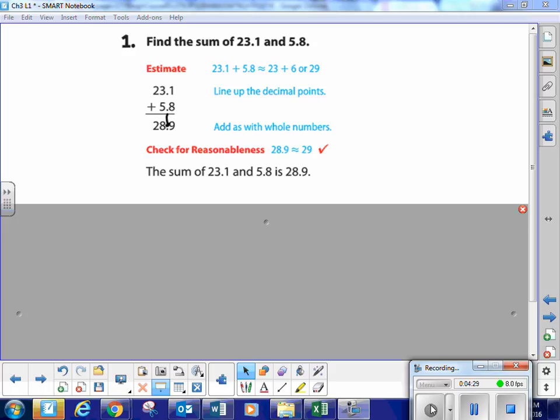Okay? And we find out that 28.9 is about, that little squiggly line means about equal to, is about equal to 29, and that is reasonable as far as we are concerned, okay? As long as there's not a huge number gap difference there, see, it's only a tenth or so, and if it's only about 1 point away or so, we're okay with that.